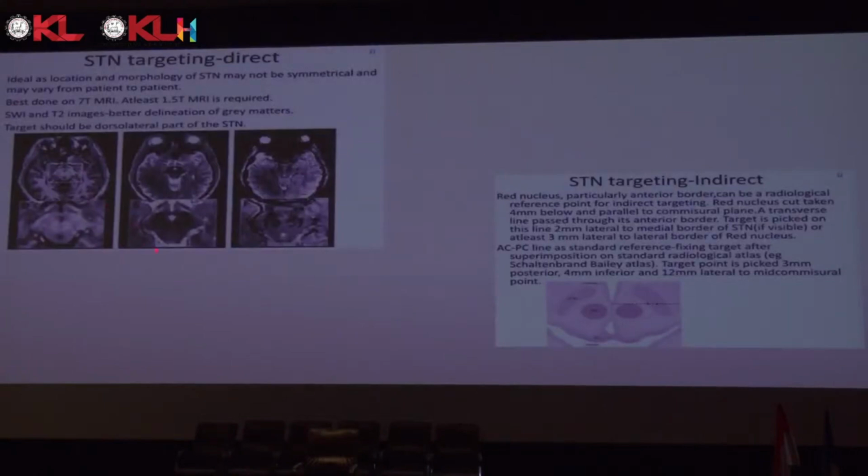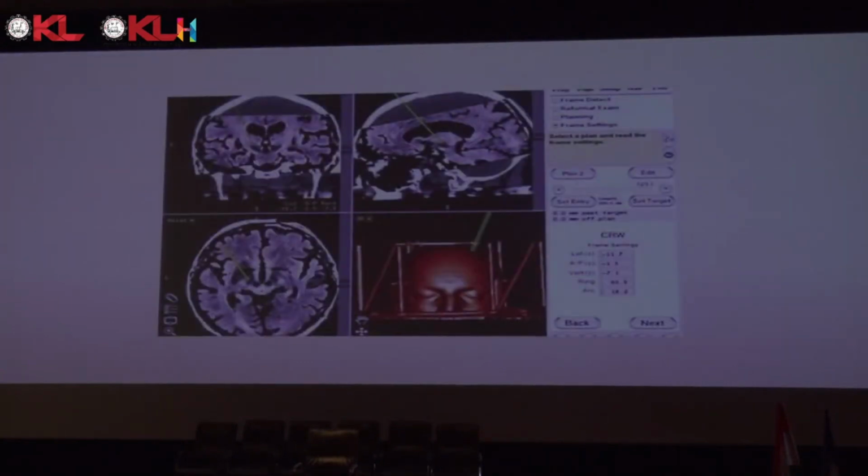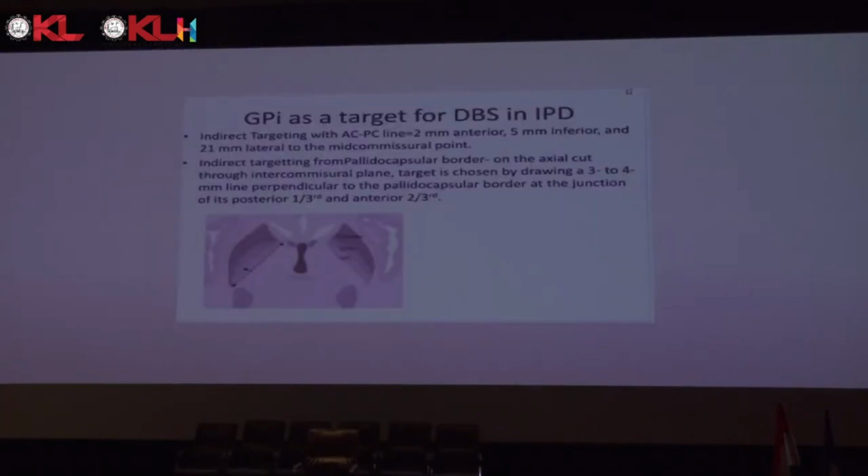So how do you target the STN? There are two methods of targeting: direct targeting and indirect targeting. We use the red nucleus method. From the lateral border of the red nucleus, the STN is 3 mm away. Here we are identifying the STN directly. So these are the navigation parameters. GPi also uses the same method.